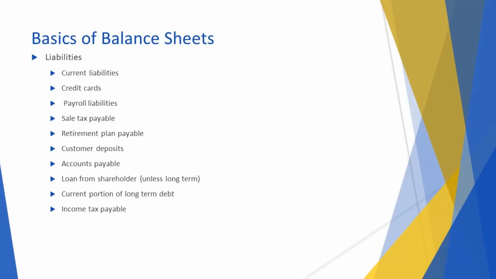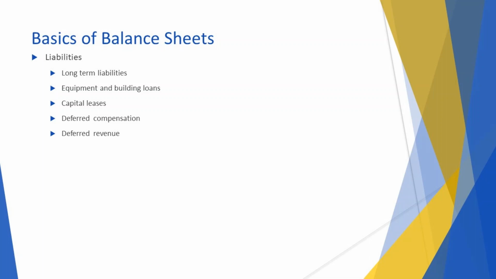Next, let's look at the liability section. The first type of liabilities listed are referred to as current liabilities. Current liabilities are debt you owe that will be satisfied in less than 1 year. Examples include credit card debt, payroll liabilities, sales tax payable, retirement plan payable, customer deposits, accounts payable, loan from shareholder, current portion of long-term debt, and income tax payable.